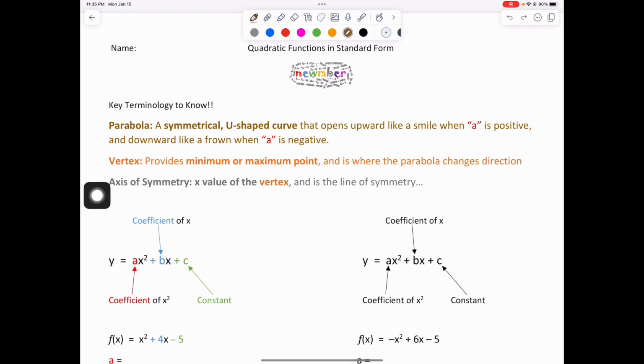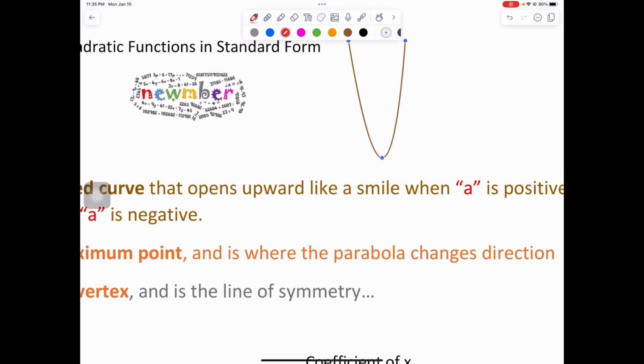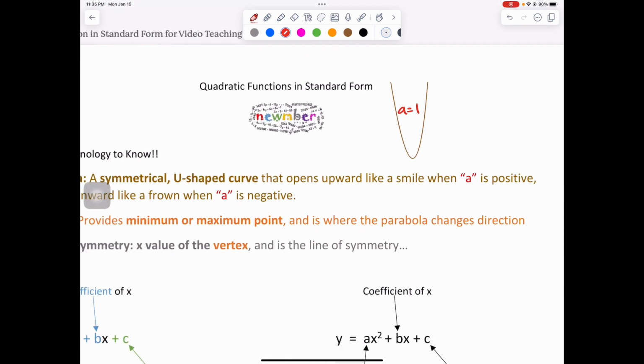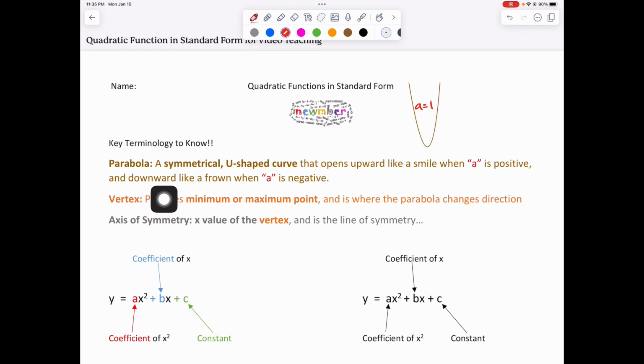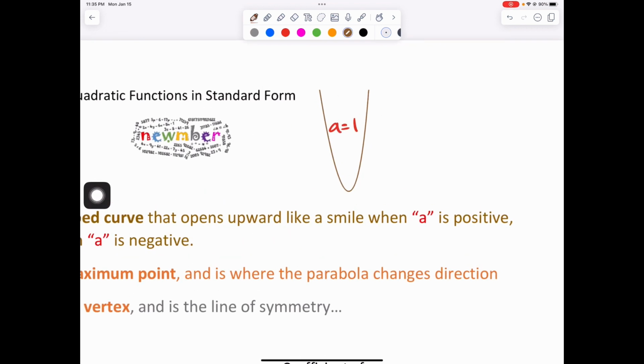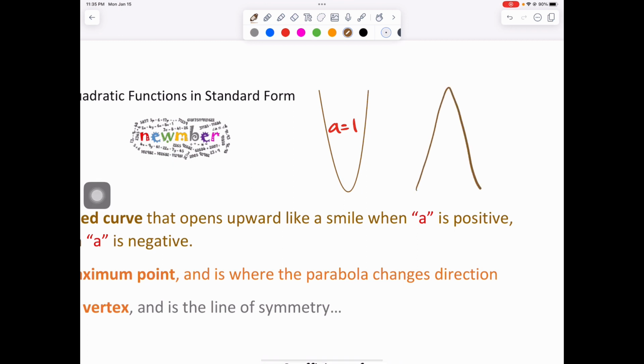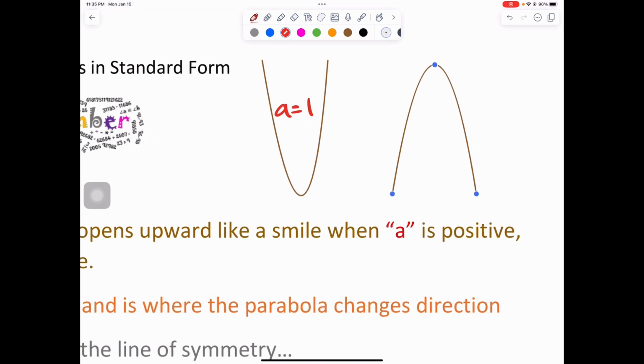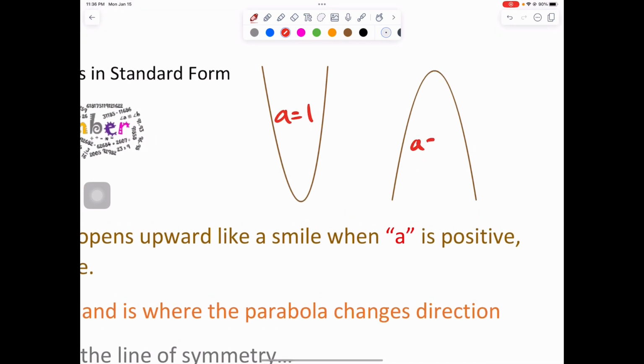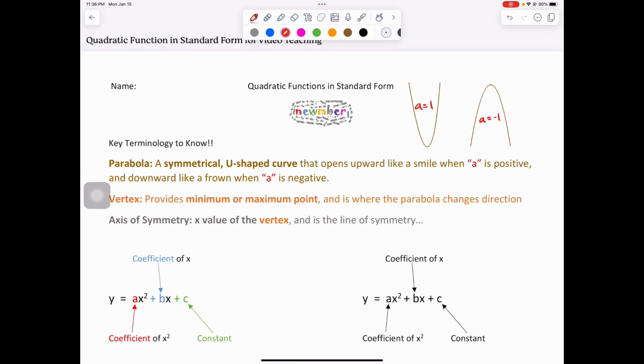We will get to the A value shortly, but let's go ahead and do our smile of a parabola. Okay, and it said when A is positive, so let's just say that A equals 1. Yes, that's a positive 1. And downward like a frown when A is negative. All right, so for those negative Nancys in the world, let's go ahead and do our frown. And this time we will set our A value equal to -1 to represent that negative A.